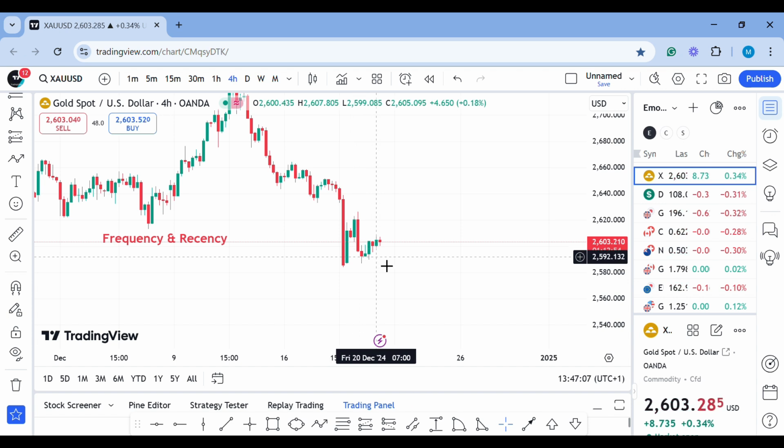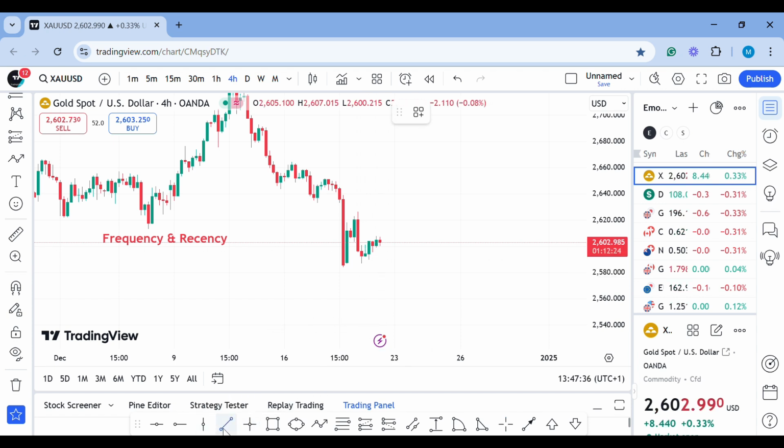And if you want to mark out your F&R zone, your first F&R zone you should mark out is the zone that is closer to where the current market is. The zone that's closer to where the current market is, and this is where the current market is. So where is the recent zone that's close to where the market is? This is the number one recent zone.